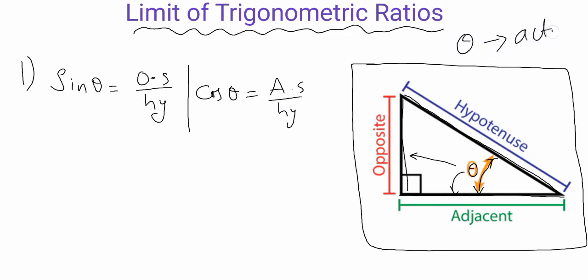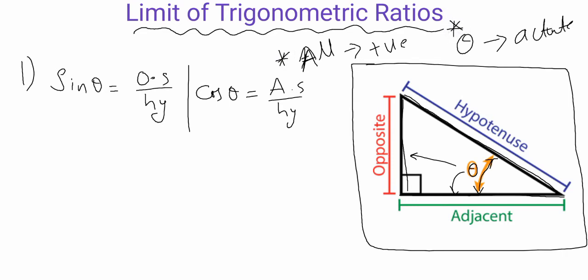When theta is acute, all the 6 ratios lie in the first quadrant, so all are positive. All are positive. These two are very important. Please note down. All 6 ratios are positive when theta is acute.